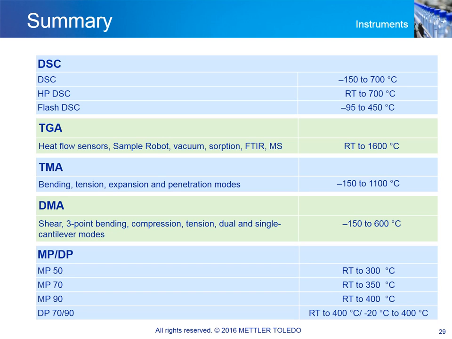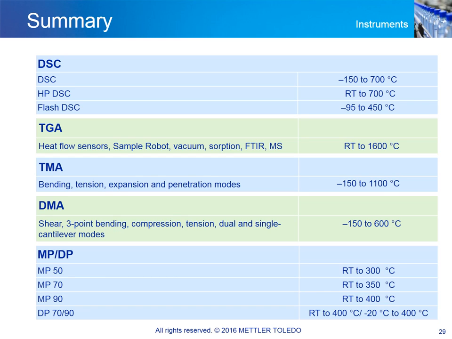This slide gives an overview of the temperature ranges of the Mettler Toledo DSC, TGA, TMA, DMA, and thermal values instruments. In general, DSC experiments are performed at temperatures between minus 150 degrees Celsius and plus 700 degrees. The temperature ranges may be different if special equipment or accessories are used. TGA measurements normally begin at room temperature. The maximum possible temperature is about 1600 degrees.